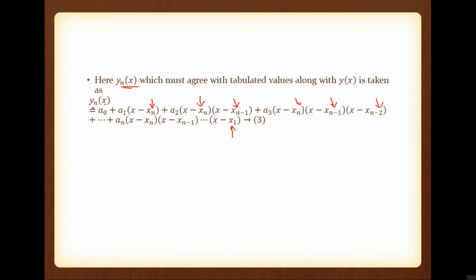So please note, yn of x is equal to a0 plus a1 into x minus xn, plus a2 into x minus xn into x minus xn minus 1, plus a3 into x minus xn into x minus xn minus 1 into x minus xn minus 2, plus etc., plus an into x minus xn into x minus xn minus 1 into etc., into x minus x1. Now you can suggest how to find a0.